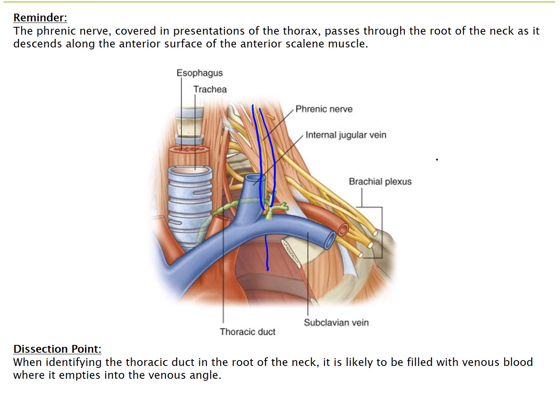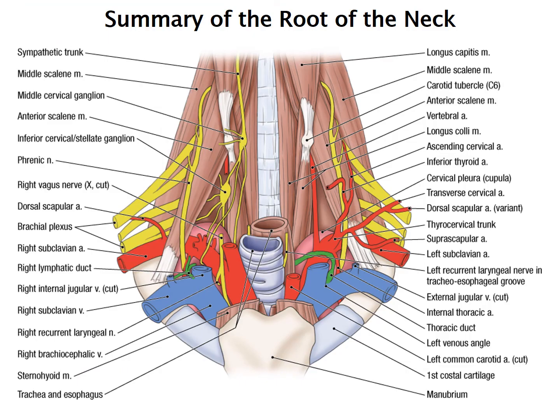Additionally, within the root of the neck, be on the lookout for the thoracic duct as it empties into the left venous angle. During dissection, you may find that the thoracic duct is filled with venous blood due to a backflow of blood into the duct. And lastly, this slide is meant to serve as an overall summary of the structures of the root of the neck. Do take the time to review this slide so that you can appreciate the relationships of structures to one another.